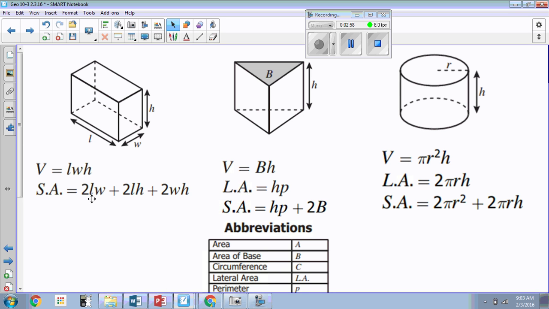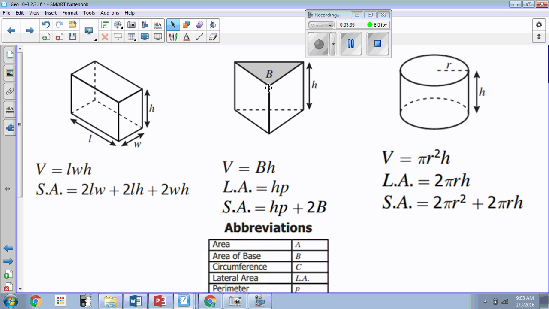You see 2LW. That's the bottom and the top. Then you see 2 times length times height. Those are two of the sides. The length times height would be like the left side and the back side over here. And then 2 width times height would be on the front right and then the back left sides. So you can see that this comes from the nets. This is just 6 rectangles, 3 pairs of rectangles that all match up with each other.